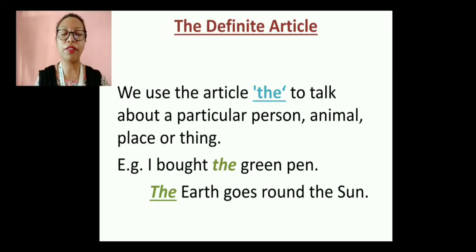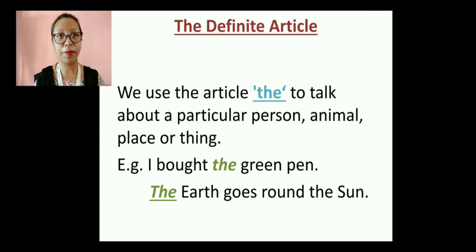Then we come to the definite article. Which is the definite article? The. We use the article the to talk about a particular person, animal, place or thing. That means when we point out a particular place, not all but a specific one. For example, I bought the green pen. Now there are so many pens in this world, right? But here we are pointing to the green pen. This is a particular pen, right?